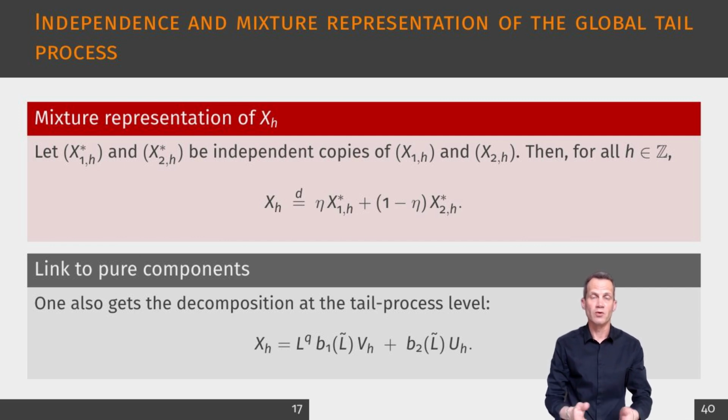The slide also clarifies a subtle but important point. These one-sided tail processes are not the same as the pure components, U(h) and V(h), obtained by filtering the global tail process. The one-sided objects come from splitting the original process into past-only and future-only innovation sums, while U and V come from applying phi and psi to the extremal trajectory itself.